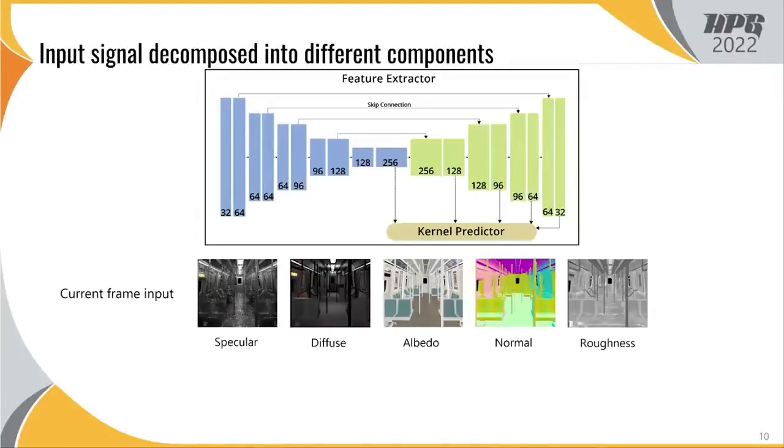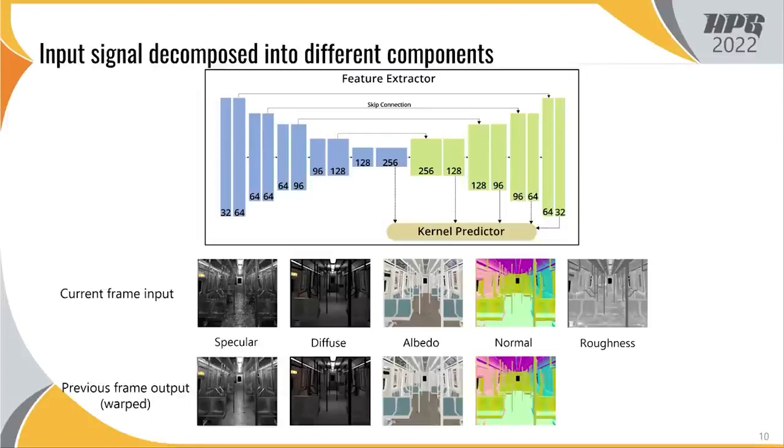The noisy signal is decomposed into its different components so that the kernel predictor can generate filters designed for different noise characteristics. We have specular and diffuse, which are noisy, and we demodulate albedo from the diffuse to support aggressive filtering without blurring the texture details. The albedo is noise-free but has aliasing artifacts. We also use normal and roughness as auxiliary buffers to guide the network. Additionally, we use previous warped result to help with temporal accumulation.